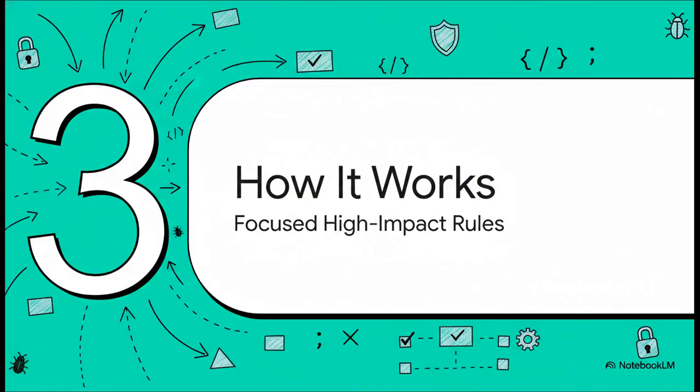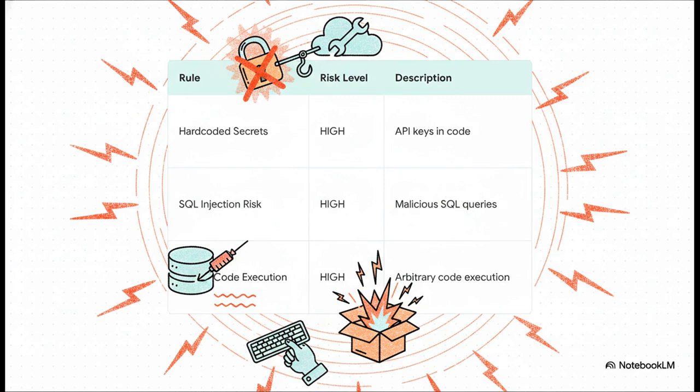So you might be asking, how does it actually pull this off? How does it stay so focused? Well, it all comes down to a really small, super specific set of rules that are designed for one thing: maximum impact. And here they are, the big three. VibeCheck is only looking for a handful of critical, high-risk mistakes. First up, hard-coded secrets. We've all heard the horror stories, right? A developer accidentally commits an AWS key to a public GitHub repo and wakes up to a 5-figure bill. Yeah, that's a classic foot gun.